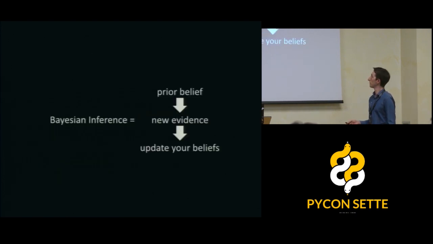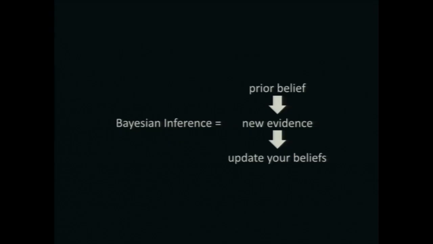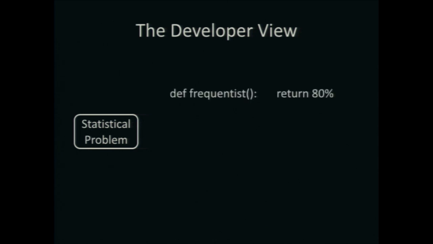The workflow is usually that we have some prior belief about something. So we are confident, like 50%, that the code is correct. Then we observe new evidence. So tests are successful. And then we update the belief based on the observation. So if we see this from a developer's point of view, we have a statistical problem. And if we represent a frequentist view like a function, it would just return 80%, for example. So just the frequency of some event.